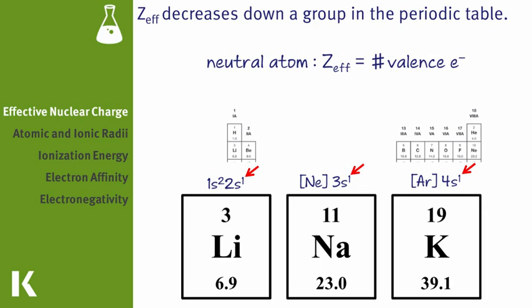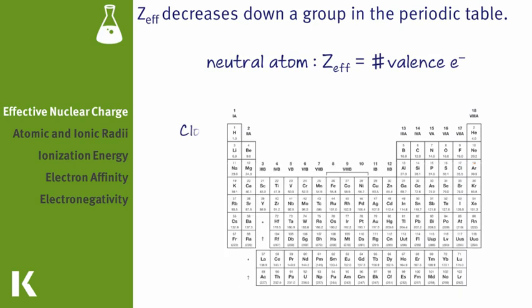Recall that as we move down a group, the number of energy shells increases, and that higher energy shells are farther away from the nucleus. With fewer energy shells, valence electrons are closer to the nucleus and feel a stronger attractive force than when there are more energy shells with valence electrons farther away from the nucleus.